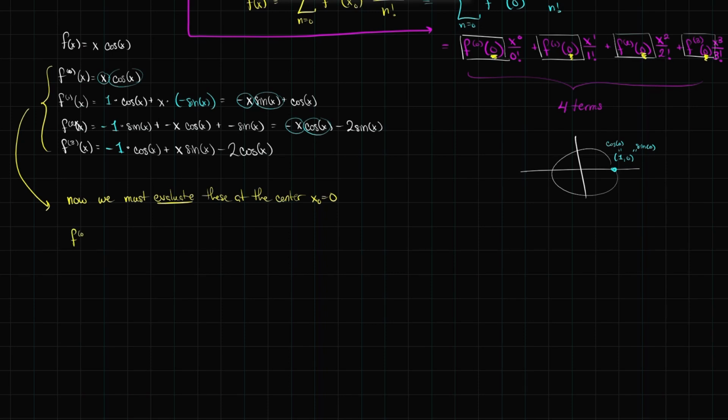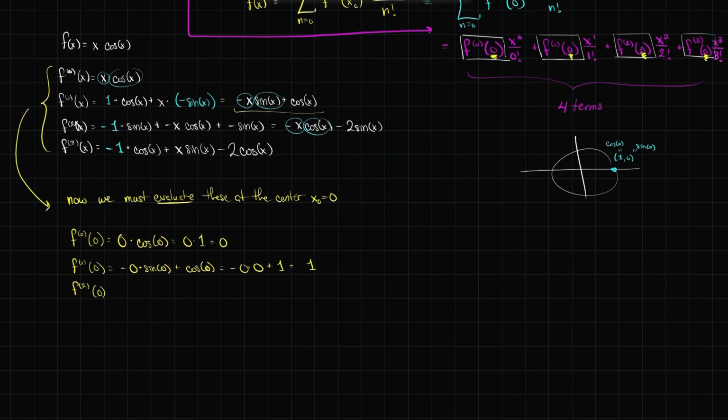So let's go ahead and evaluate. 0 derivatives at 0. I'm plugging a 0 in there. That's 0 times cosine of 0, or 0 times 1, which is still 0. A first derivative evaluated at 0. I'm looking here. It's going to give me negative 0 times sine 0 plus cosine 0, which is negative 0 times 0 plus 1, which is 1.